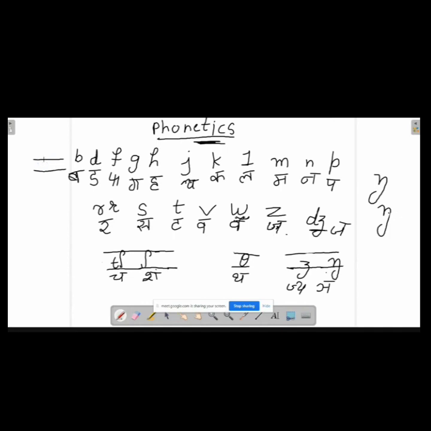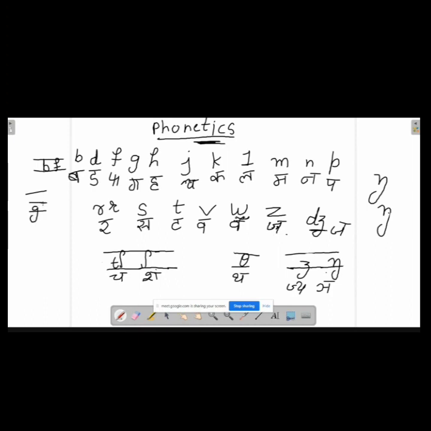in your notebook. The very first alphabet or the sound that we have is the sound of B. I have written in Hindi as well as in English for you. So here we create the sound of B by touching the upper line and the lower line. Then we have the sound of D same way, and the sound of F as I have created by touching the upper and the lower line.